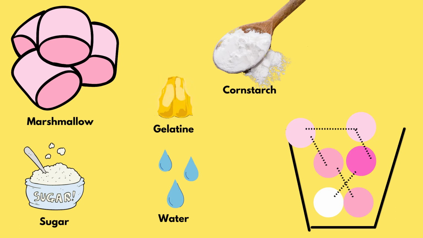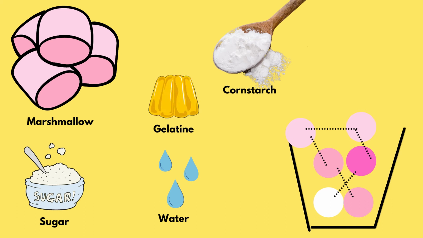We added cornstarch, which helped to turn our marshmallow mixture into a non-Newtonian fluid. Cornstarch creates bonds or links with itself, which allows it to flow like a liquid under no stress and act like a solid under stress.